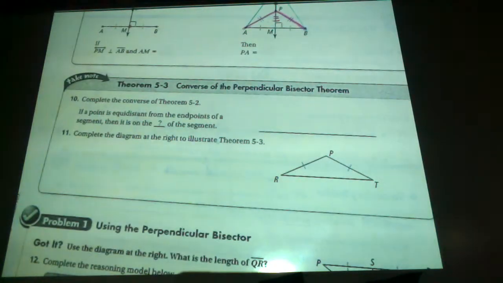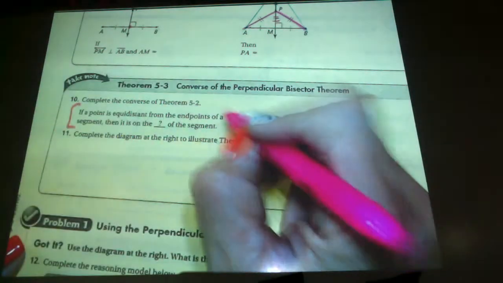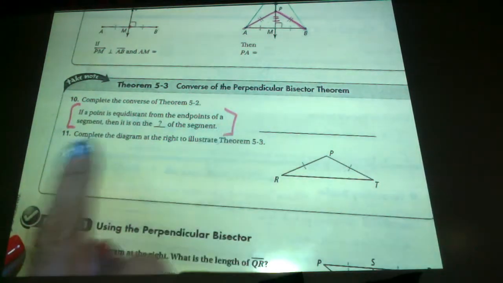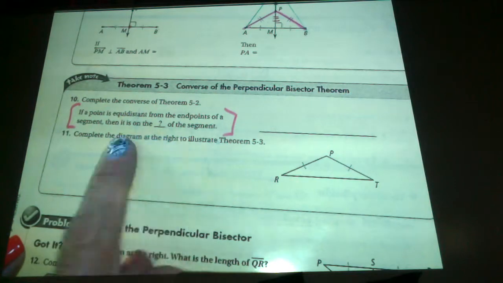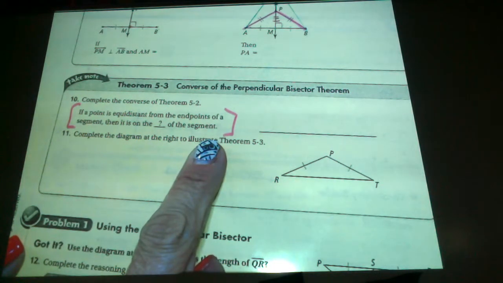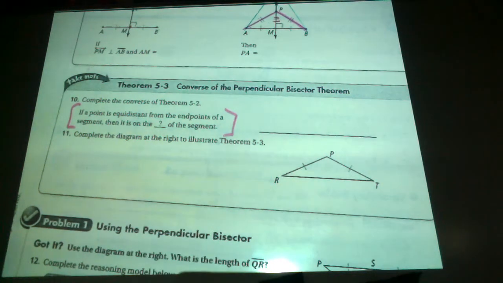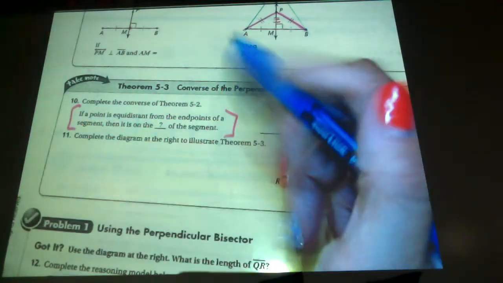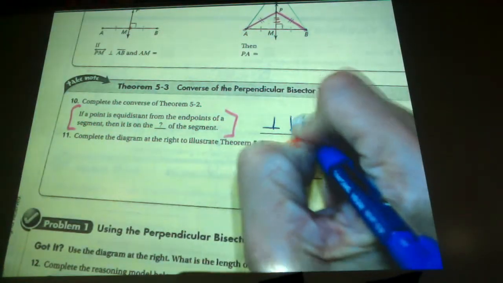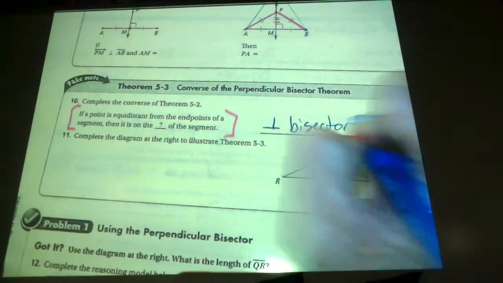Then this is the converse of that theorem. And it just says, okay, if I find that a point is equal distance from the endpoints of the segment, then I can conclude that that point is on a perpendicular bisector. So the piece that's missing here is perpendicular bisector. So I use shorthand notation.